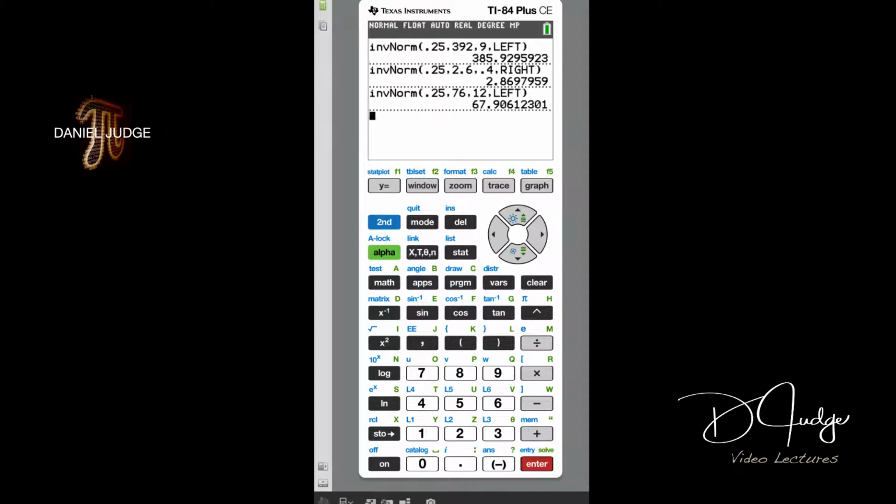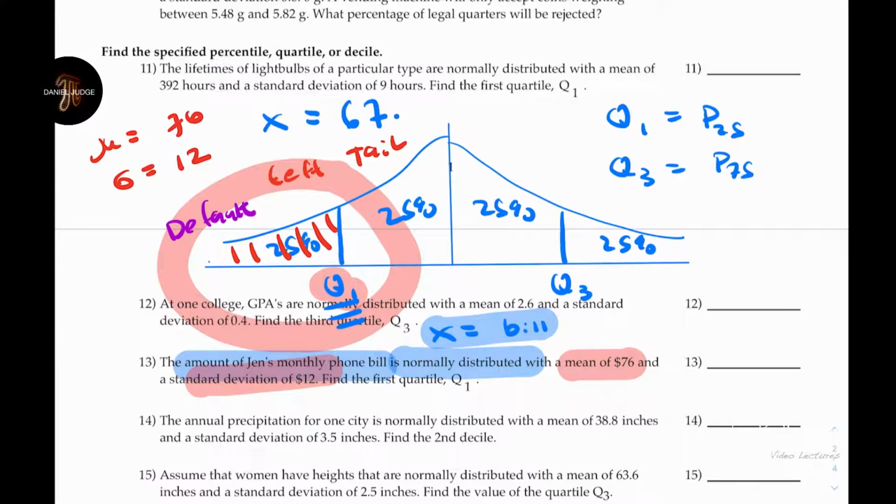Because this is money now, right? You can have a bill that's not $67 even. It's 67 here to the nearest penny. 906 means it's 91 if we approximate to the hundredths. Okay? You guys okay with that? 67.91. So this is what they're looking for. I'll put it right up here. $67.91. And that's the first quartile.